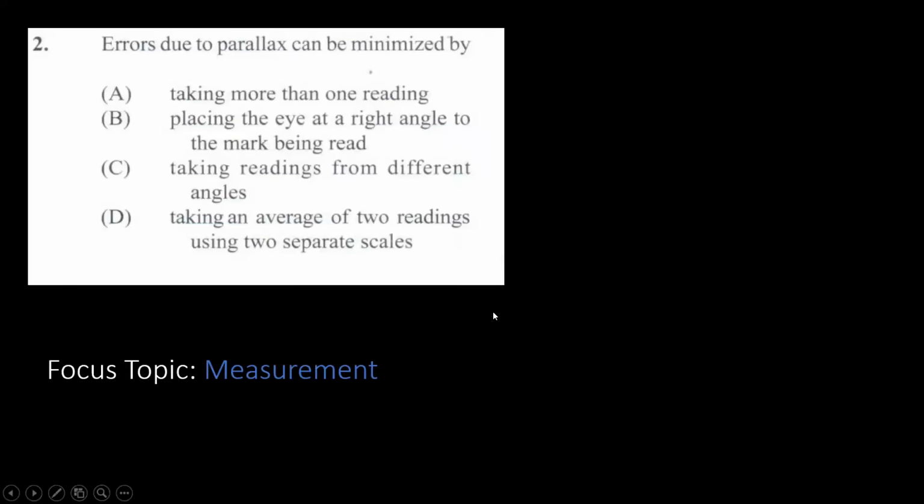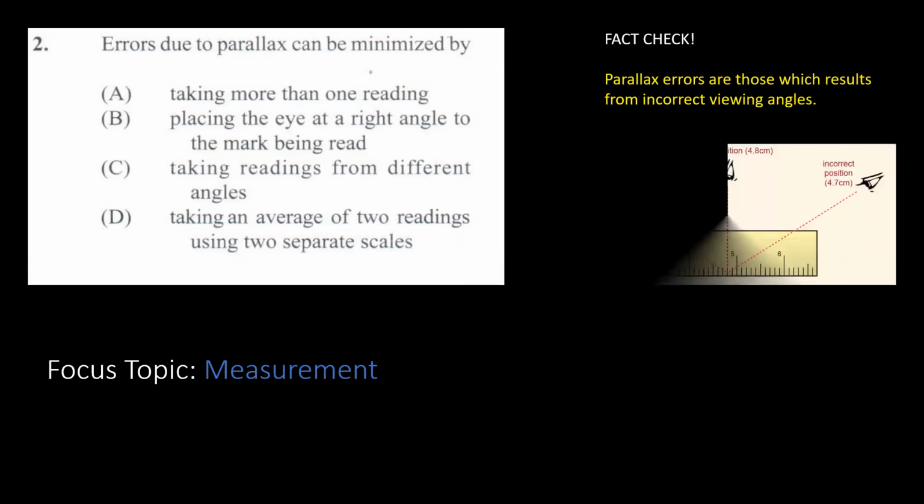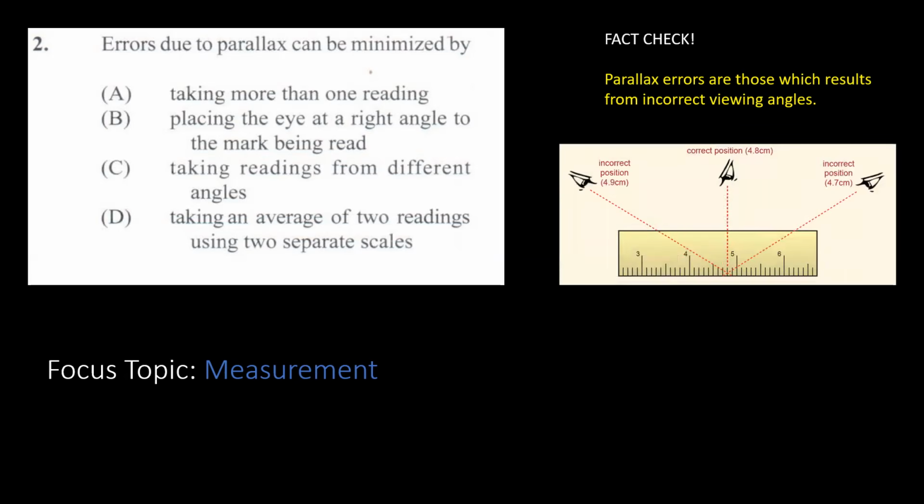Right. Second question has to do with the topic of measurement. And it says that errors due to parallax can be minimized by, and we have our options there. Now, parallax errors are those which result from viewing particular marks at incorrect angles. So in order to minimize parallax error, you would need to place the eye perpendicular to the mark that is being read. So the answer for that would be B.